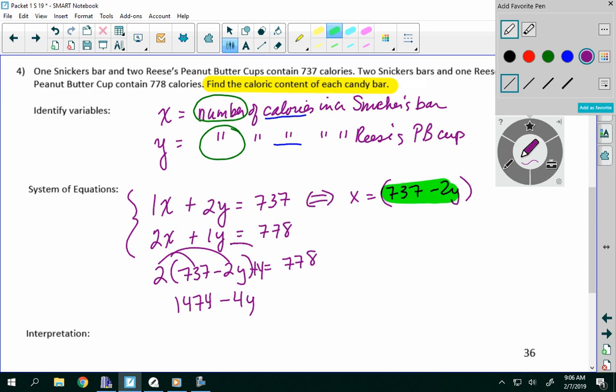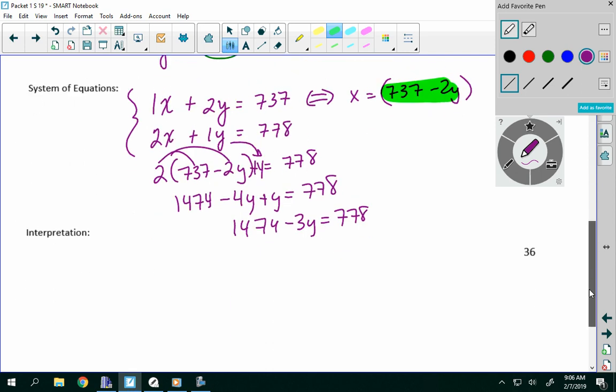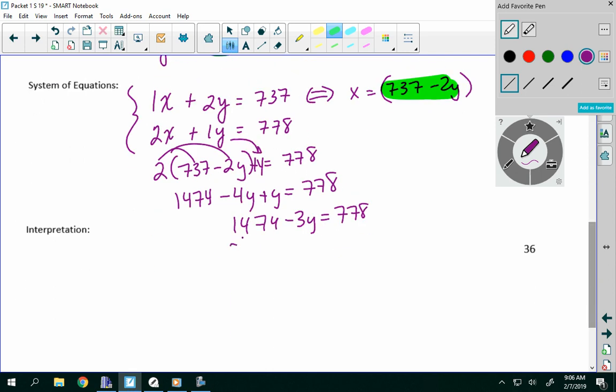Oops, I forgot the plus y up here. Plus y equals 778. I combine like terms and I get 1474 minus 3y equals 778. Now I subtract 1474 from both sides, and I'm left with negative 3y equals negative 696. I'm almost home. Divide both sides by negative 3, and I get y equals 232.